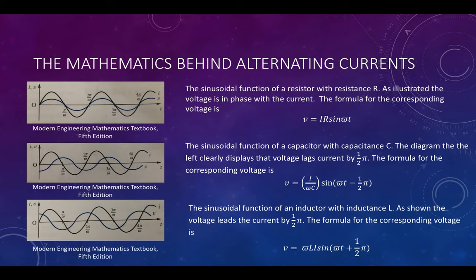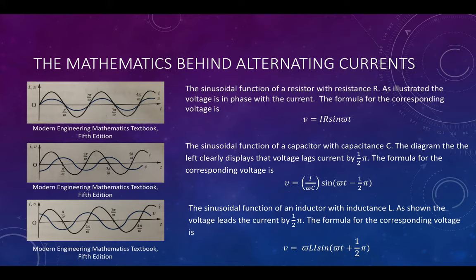The first diagram is a graph representing a resistor with a resistance of R. The voltage across the resistor is calculated through the formula V equals IR sine omega t. The second graph is a representation of a capacitor with a capacitance of C. The voltage across the capacitor is calculated through the general equation V equals [I over omega C] sine [omega t minus a half pi].